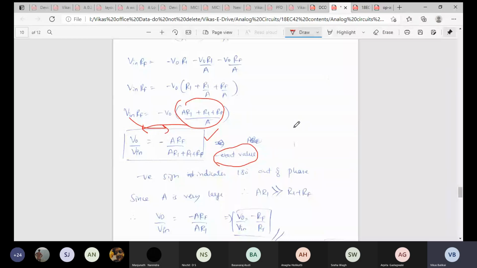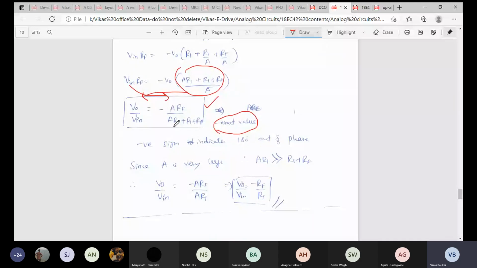But since the op-amp is behaving as a feedback amplifier, the gain has to depend on the term A, and this is my exact equation. So please try to remember this: minus A RF divided by A R1 plus R1 plus RF. This is the gain equation, and the negative sign indicates that it is 180 degrees out of phase. Because you have given the input to the negative terminal, the output has to be inverted by 180 degrees.